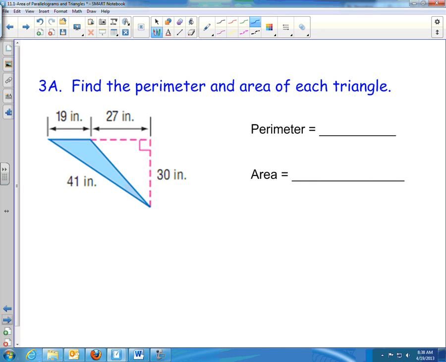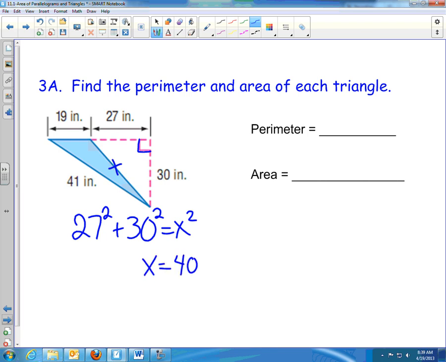When we find the perimeter and area of each triangle, we're finding it of the shaded triangle. If we look at our shaded triangle, we are actually missing a side here, so that's not going to allow us to find our perimeter. But we do notice that our dotted triangle gives us a right angle, so that's a right triangle. We can find that missing side. So 27 and 30 are our legs, and x is our hypotenuse. If we do the Pythagorean theorem, you end up with that missing side being 40.4.